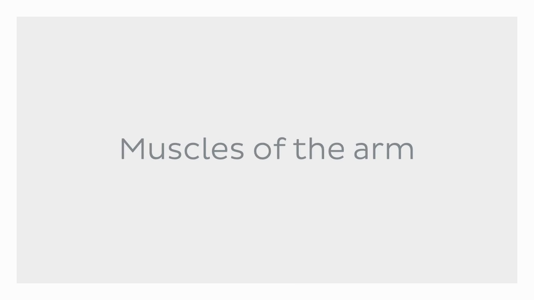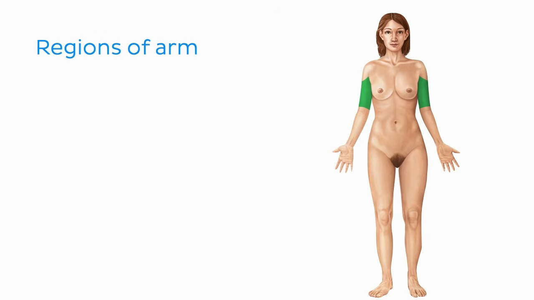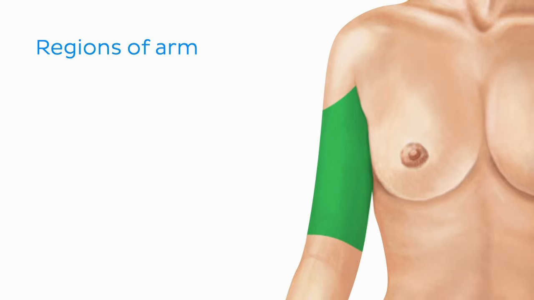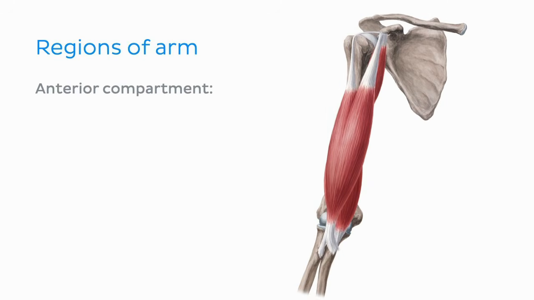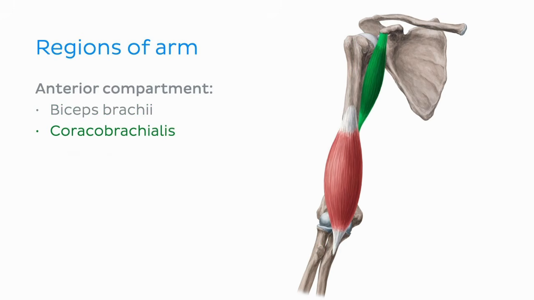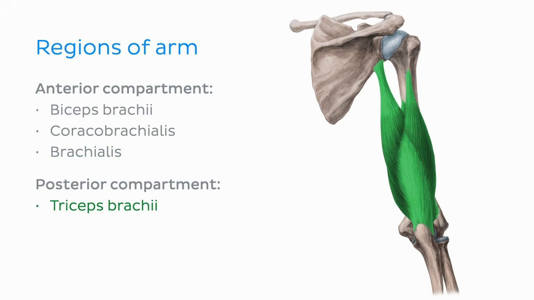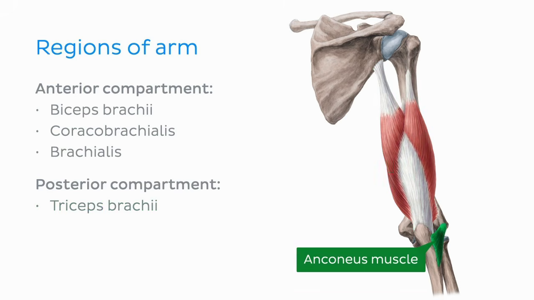Let's now travel down and take a look at the main muscles of the arm. Muscles of the arm and forearm can be divided into an anterior and a posterior group. Muscles of the anterior compartment of the arm include the biceps brachii, the coracobrachialis, and the brachialis muscles. The main muscle of the posterior compartment of the arm is the triceps brachii. Another small muscle that can be considered both a muscle of the arm and the forearm is the anconeus muscle.